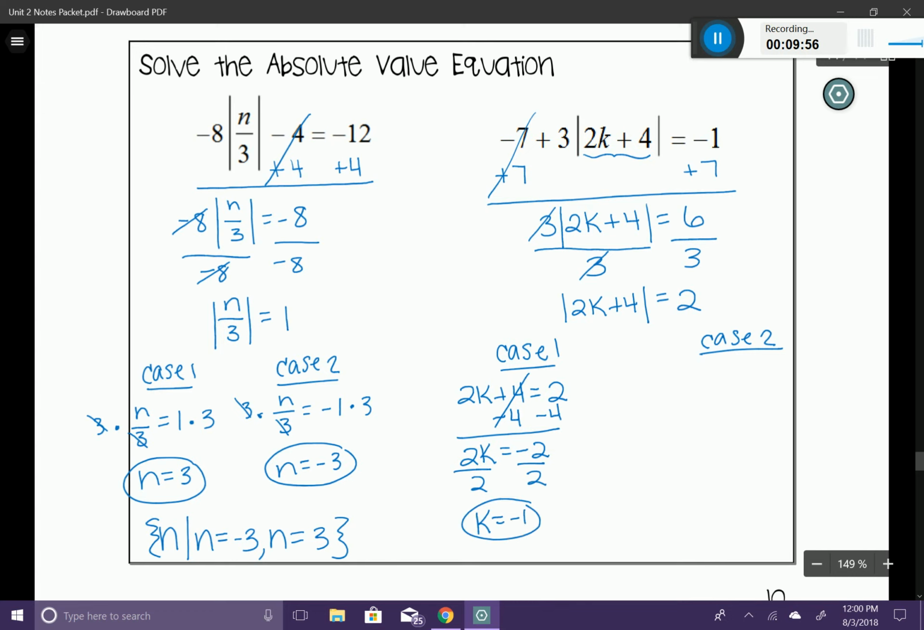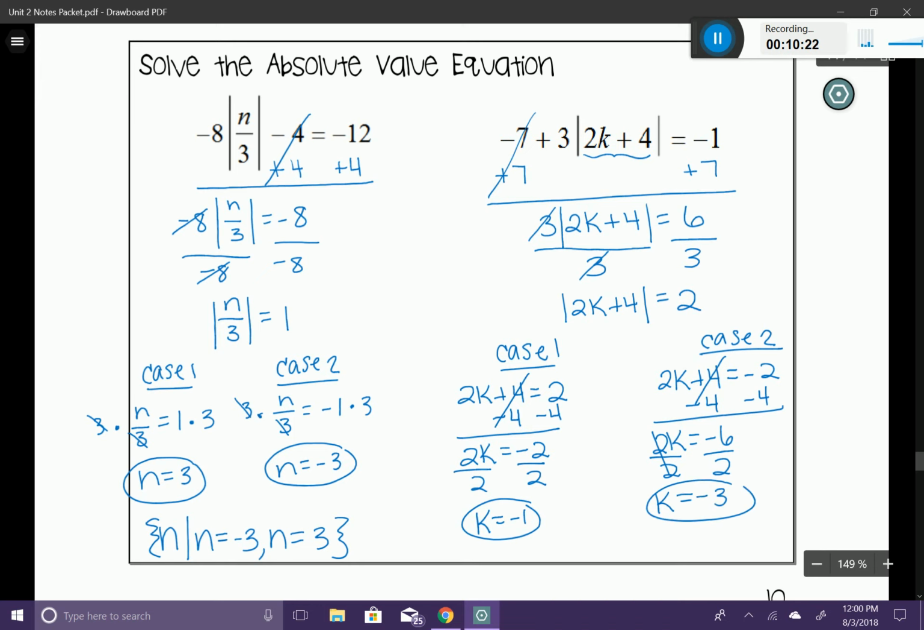Working with my case 2, I have 2k plus 4 is equal to, I'm going to change my 2 to negative 2, and I'm going to go ahead and simply solve it out. So if I have 2k is equal to negative 6. Notice how I'm not skipping any steps. I'm showing all of my steps. I always want to do that as I'm working through these problems. And there I have my other answer.